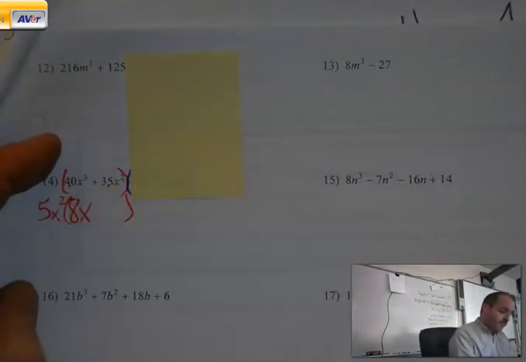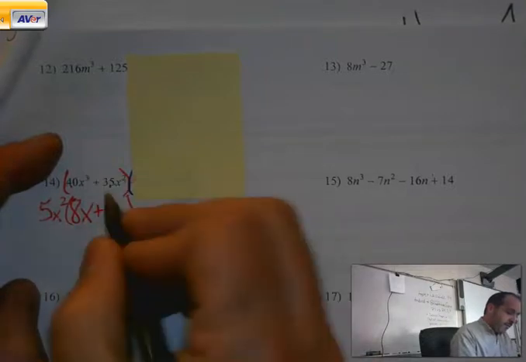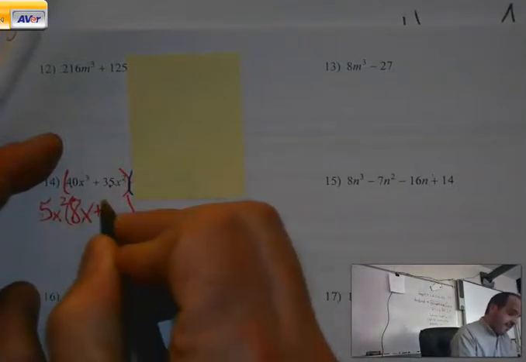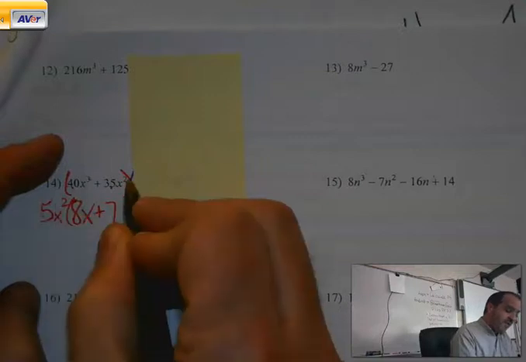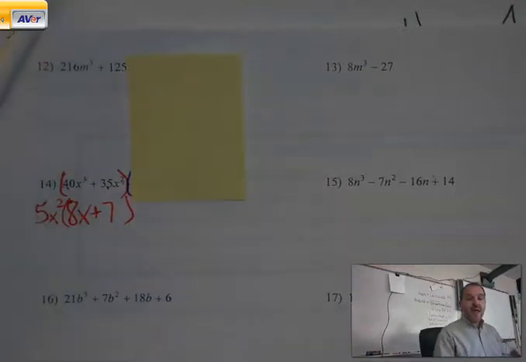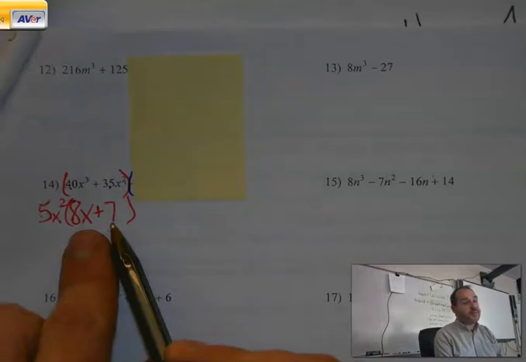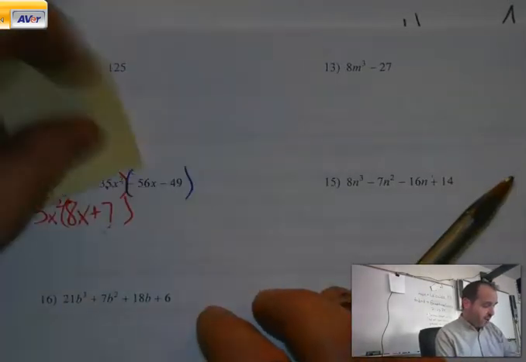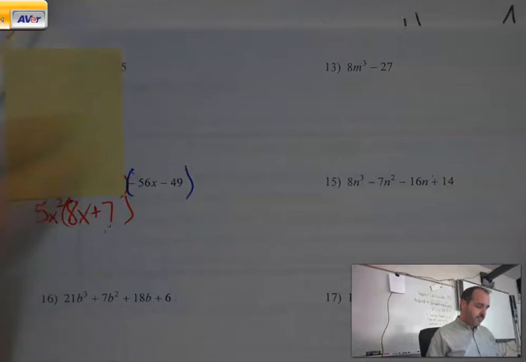Here, 35 divided by 5 is 7. 2 minus 2 is 0. There is no x. So here's the key. When we go to do the second one, this better be the set of parentheses that's left, or we're going to be in trouble. We did something wrong. So let's see what we get.